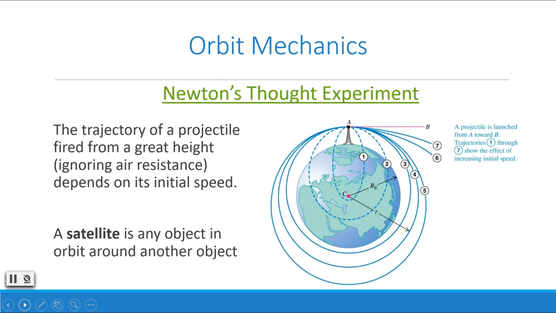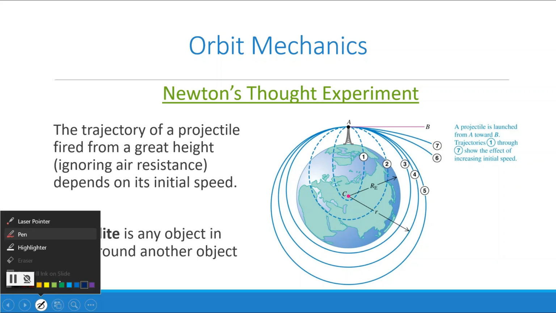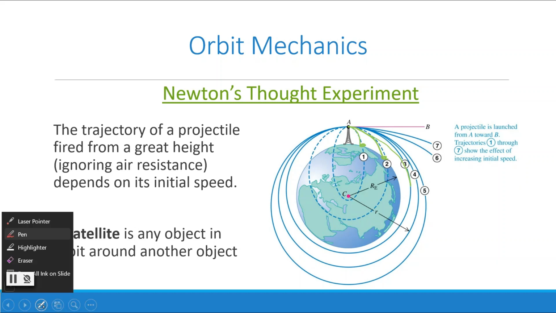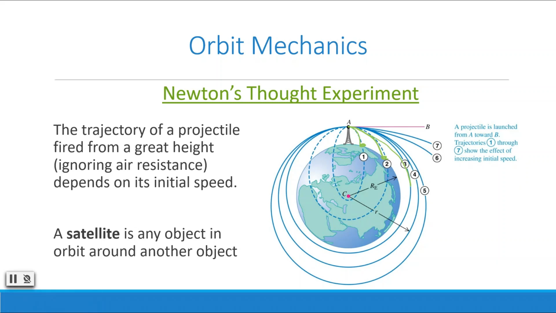So if you watch the video, you fire this cannon. If you don't fire it very hard, it's going to come and hit the Earth. If you fire a little further, it's going to hit the Earth further. But at some point in time, you can actually get the object into orbit. But there's only one particular speed that will get you a perfectly circular orbit. That perfectly circular orbit is curve 4.